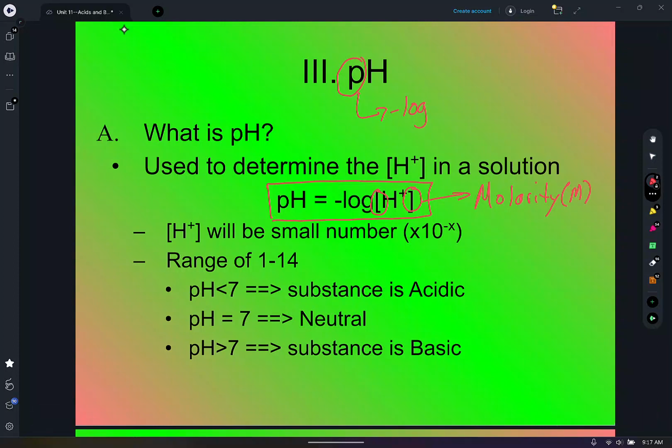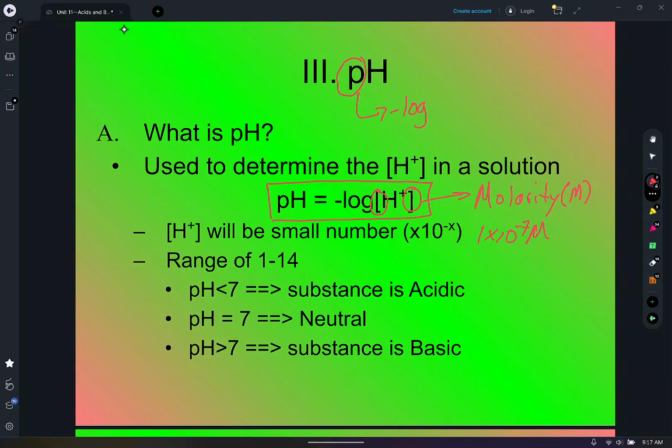Now, H plus will be small numbers, meaning they will be something times 10 to the negative exponent, whatever it happens to be. So something like 1 times 10 to the negative 7 molarity is what we're talking about. They can get much smaller than that as well. The pH values run anywhere from typically around 1 to 14. Now, your range is what's important.